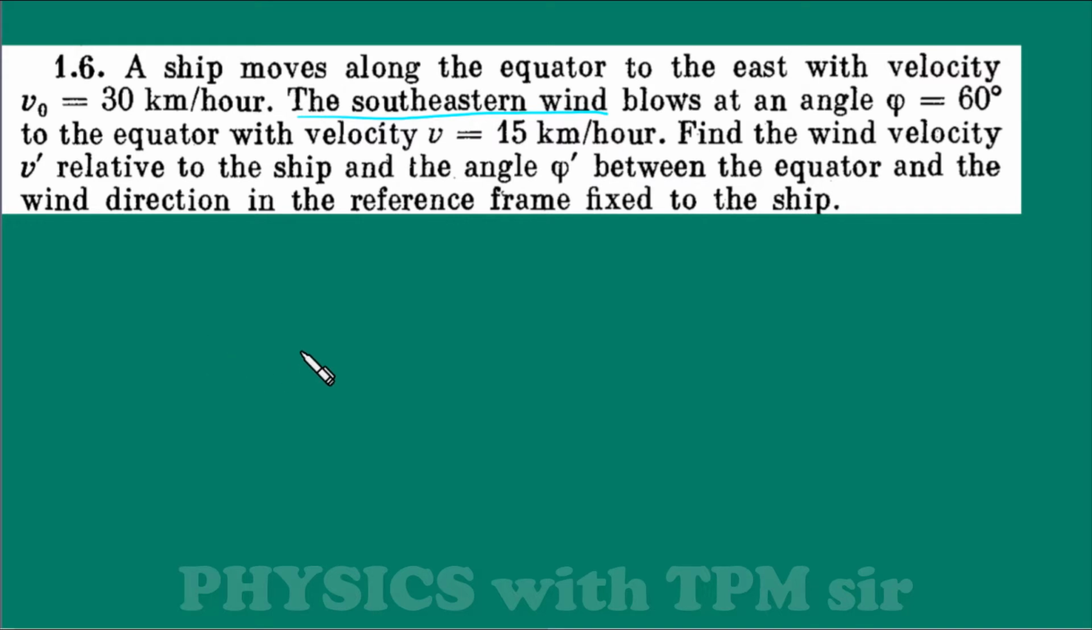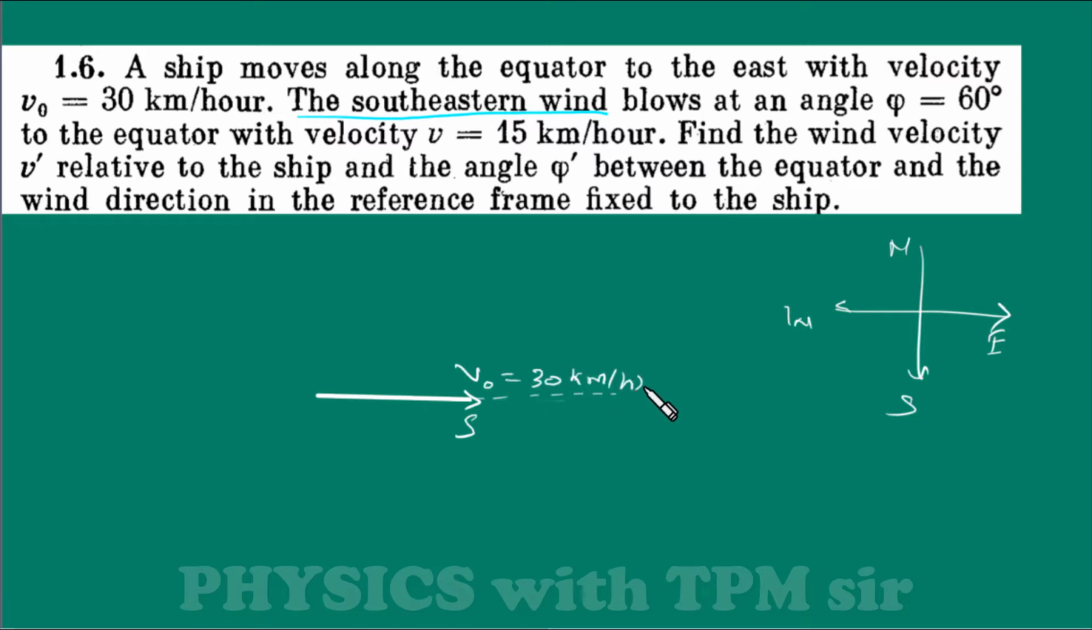So, suppose, let's read the full question first. A ship is moving along the equator to east with velocity 30 km per hour. So let's draw this first. Let's say this is east direction. We should all know that this is east, this is west, this is north, and this is south. So the ship was moving in this direction with velocity v0 equal to 30 km per hour. This is the information given in the first line.